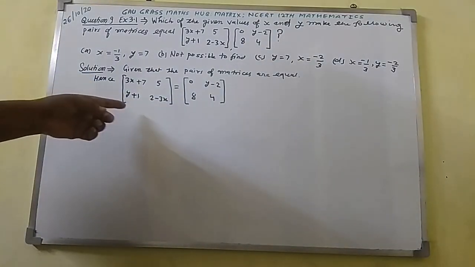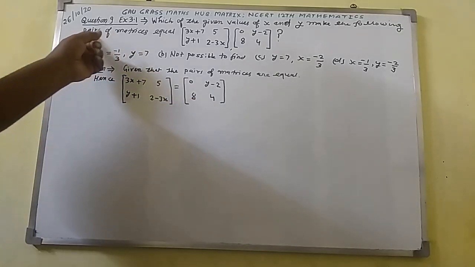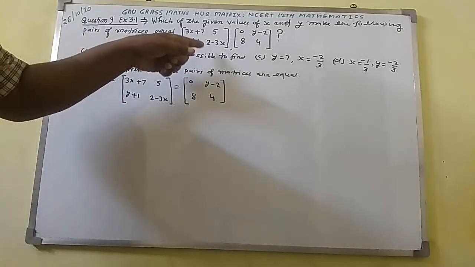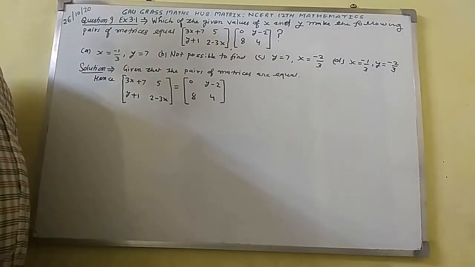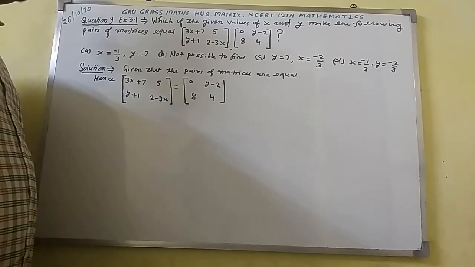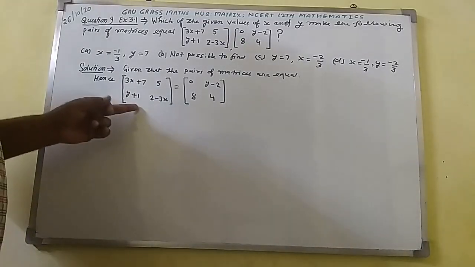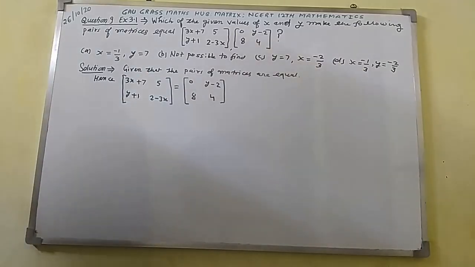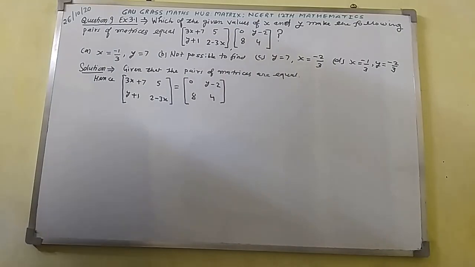Since it is given this matrix is equal to this matrix, here it is given the pair of matrices are equal. This means that this matrix and this matrix are equal. This is the equality of matrices. Since it is given this matrix is equal to this matrix, therefore the corresponding elements will also be equal.